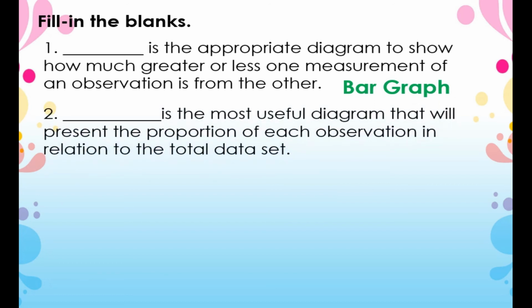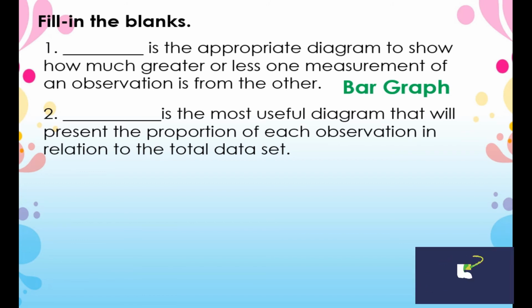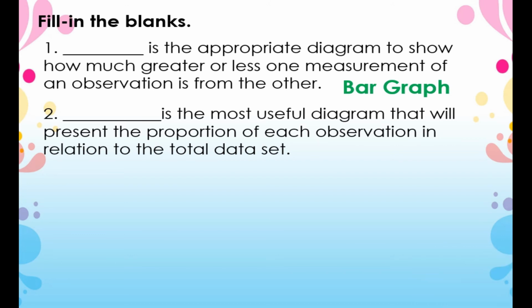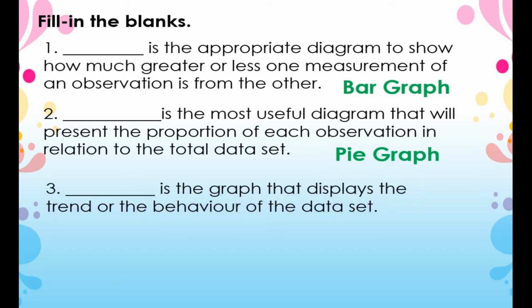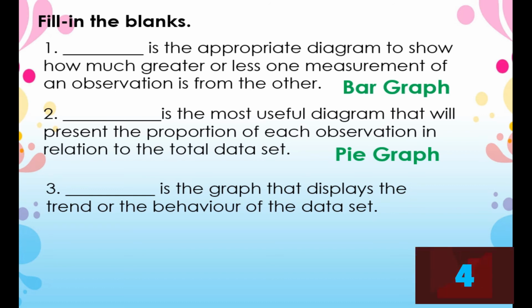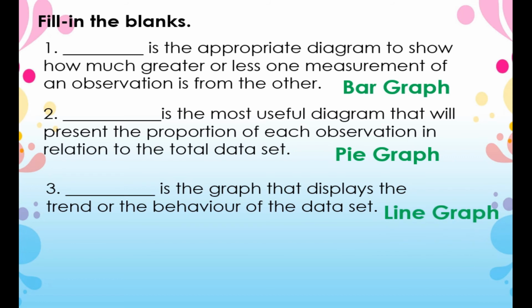Number 2. Blank is the most useful diagram that will present the proportion of each observation in relation to the total data set. Correct. It's pie graph. Number 3. Blank is the graph that displays the trend or the behavior of the data set. The correct answer is line graph.